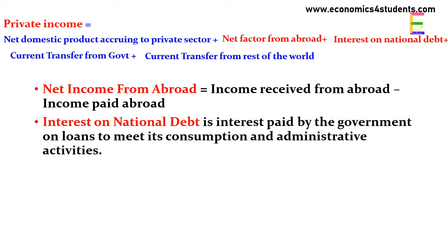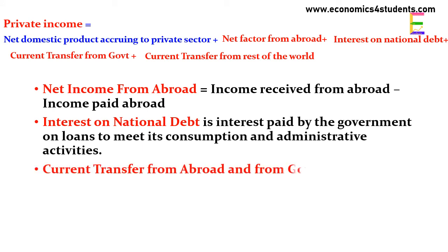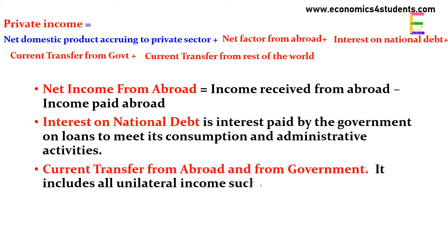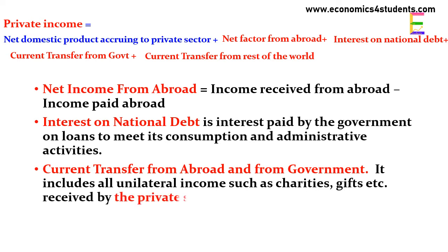Other two components of private income are current transfer from abroad and current transfer from the government. Both include all unilateral incomes such as charities, gifts, etc. received by the private sector.